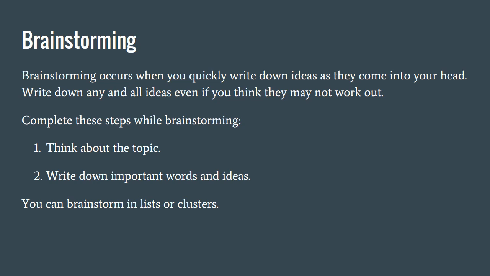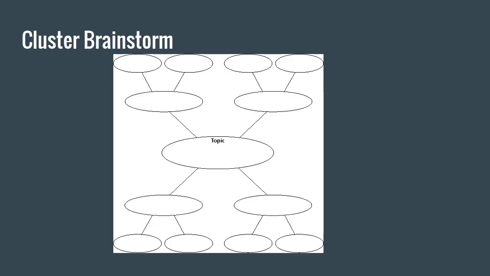And so there are two ways that you can brainstorm. You can brainstorm in lists or clusters. What I want to draw your attention to is the cluster. Lists are pretty simple, but the cluster is a little bit more organized. So here I've given you a very simple cluster brainstorm. This is the structure of the cluster chart. You start out with the main idea in the very middle, where I've written topic, and then you come up with specific ideas for your topics.